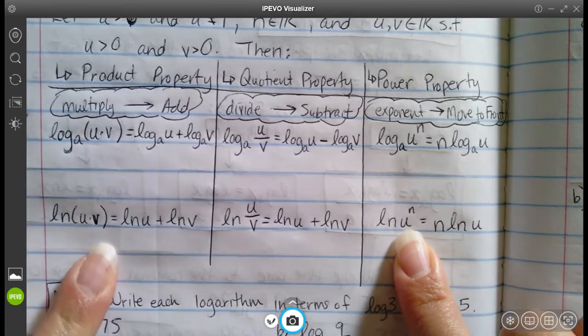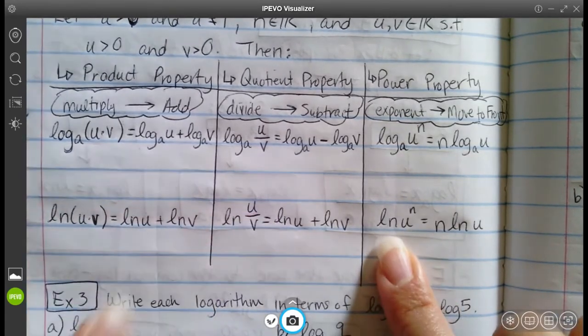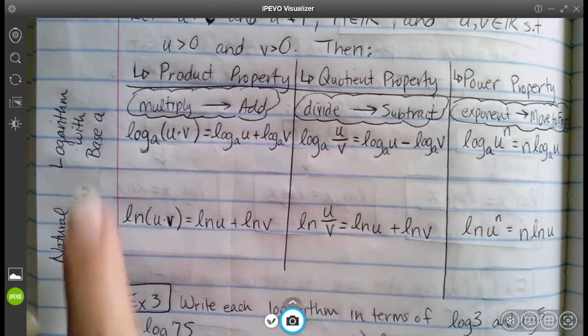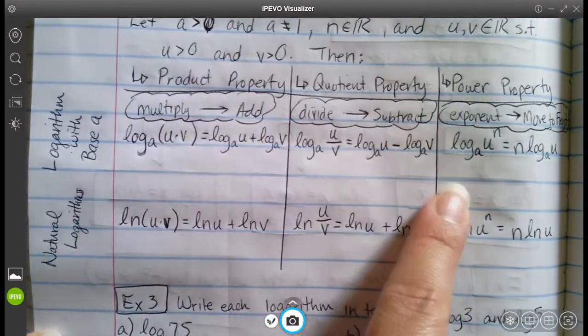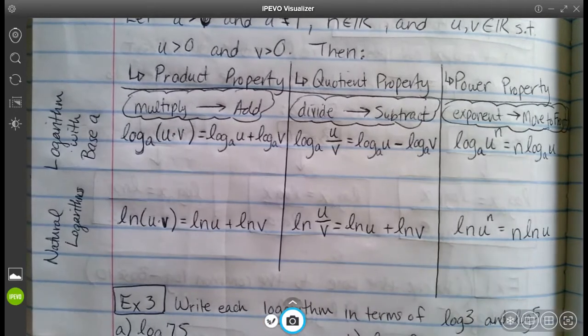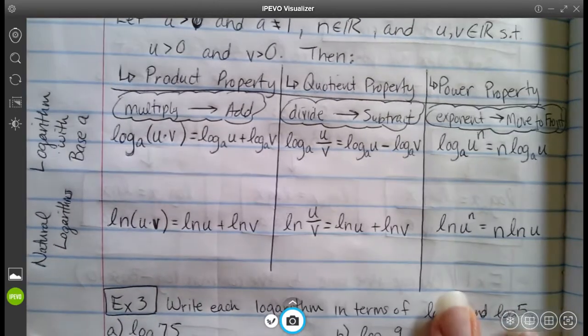And the same rules apply for the natural log. Instead of log, we have ln. That's the only difference. And here on the side, in case it's getting covered, I just have that this is logarithms with base a. So you see how we have our base a for all of them. And this is the natural logs, which is all the ln's. So just some properties. Go ahead and pause here if you need to, so you can copy it.